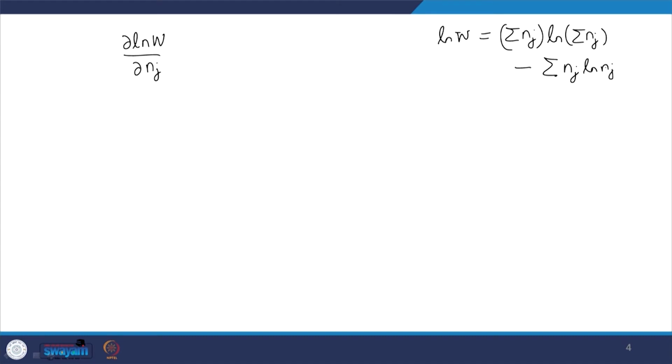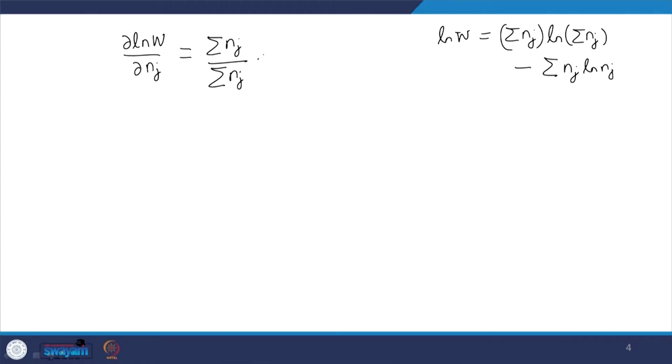So, the dou ln w by dou nj becomes, for the first term, summation of nj and the derivative of log, that is summation of nj, and the derivative of summation of nj with respect to nj. So, for all the values of j not equal to the j with which I am finding derivative, the derivative is going to be 0. Only for that particular value of j at which I am finding derivative, it will be equal to 1, right. So, this is the derivative of summation with respect to nj.